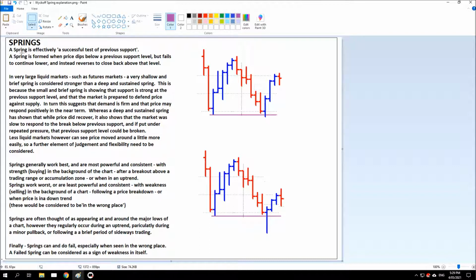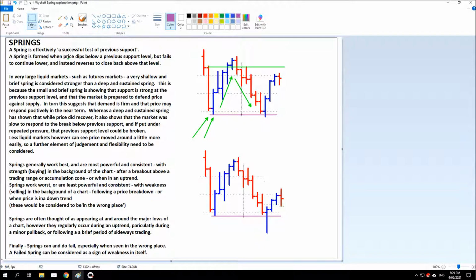A spring is effectively a successful test of previous support. Here is the previous support. You can see price responds to that buying that came off the low. It moves higher, and then when price comes up and reaches resistance, about 50% of the time, price will come back and retest the lows for strength. Sometimes this is for accumulation purposes, and other times it's just to see whether there really is good strength in the market. And when a spring is formed, it's always on the retest of a previous low or a previous support level, like this. So that's what we're looking at.